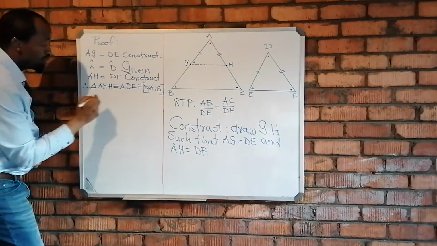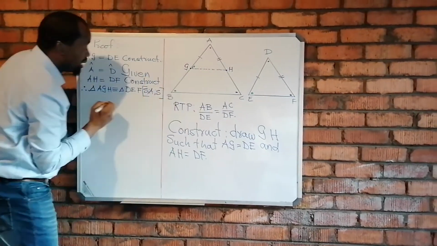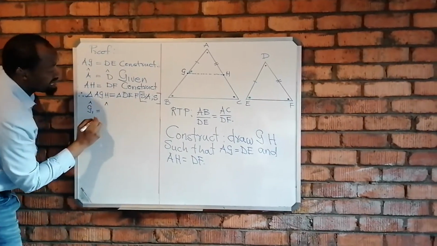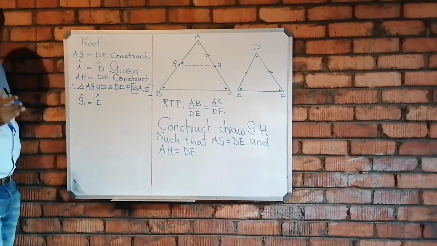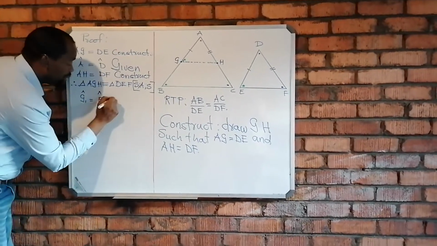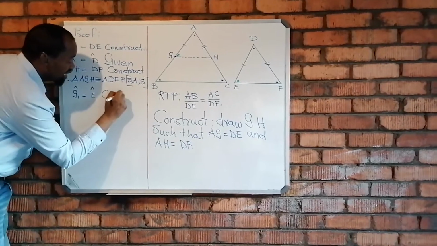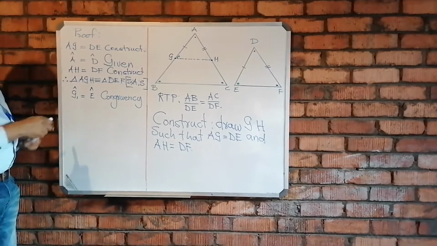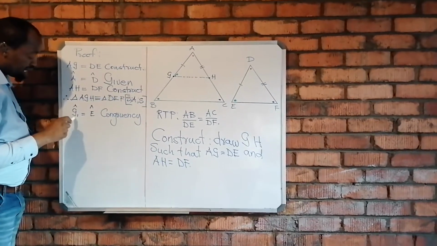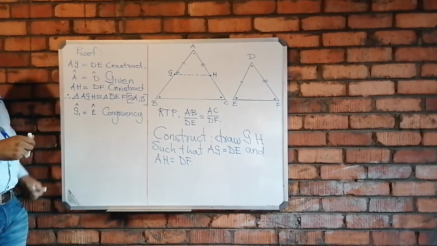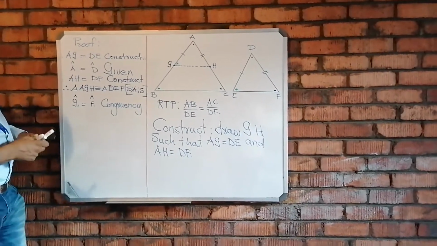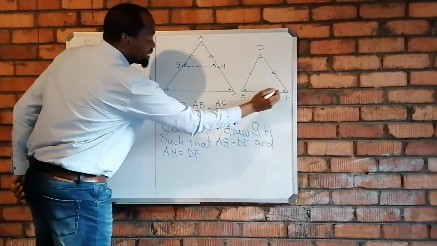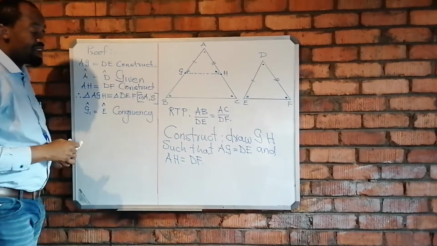Let's write it down. Let's say this is angle G1. Angle G1 is exactly the same as angle E. How do we know that? It is because of what we have just proved, which is so powerful, congruency. I can now say from this, remaining corresponding components are also equal, of which I can also say angle H1 is exactly the same as angle F.